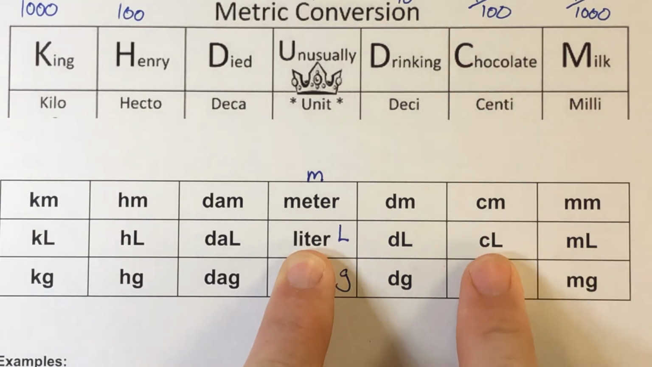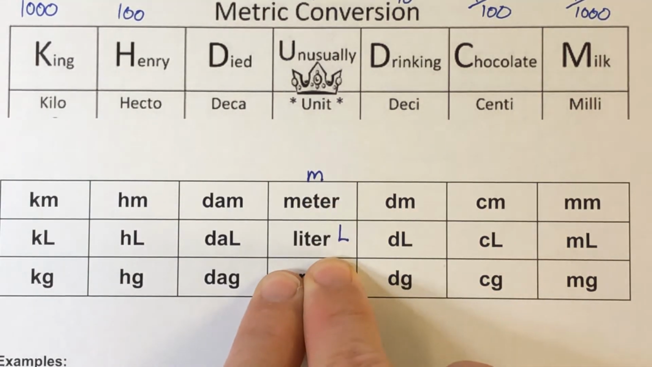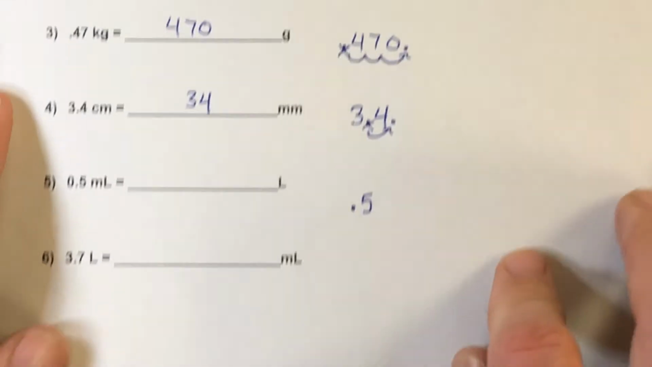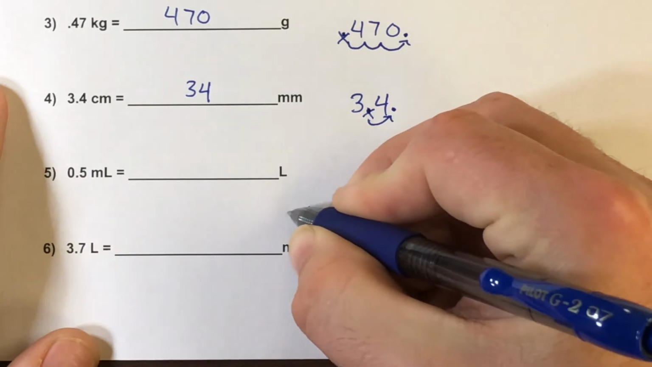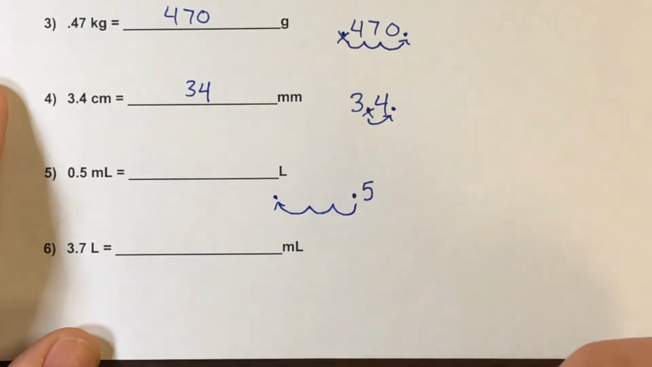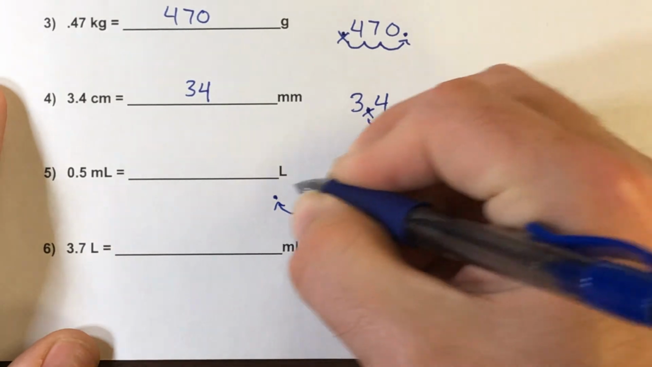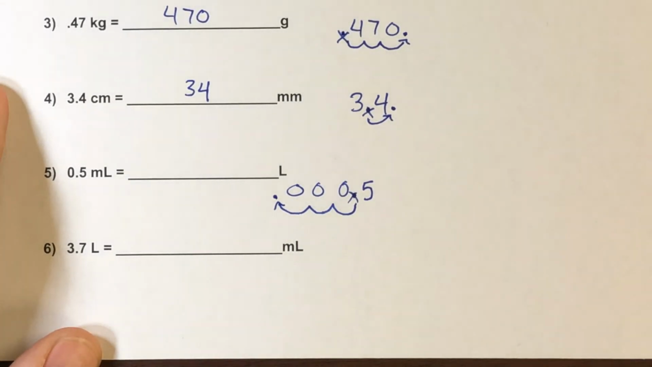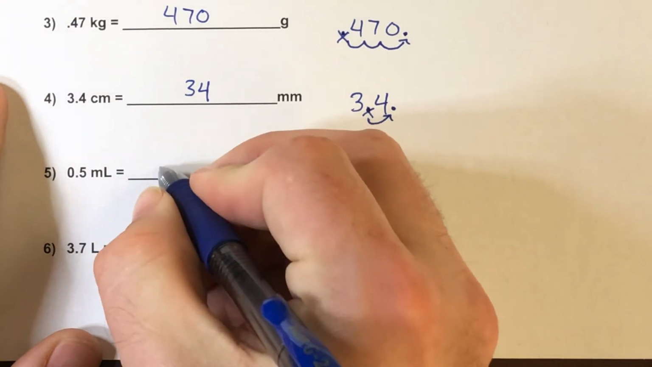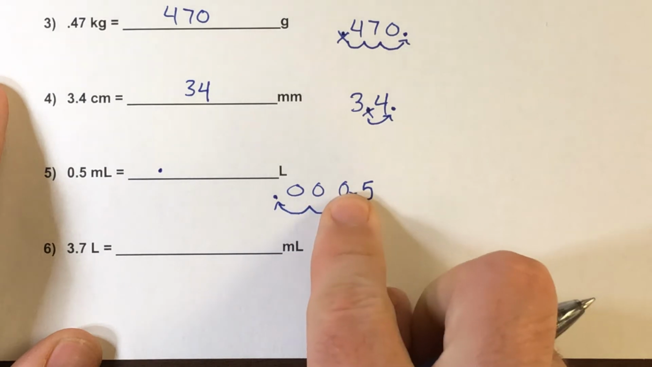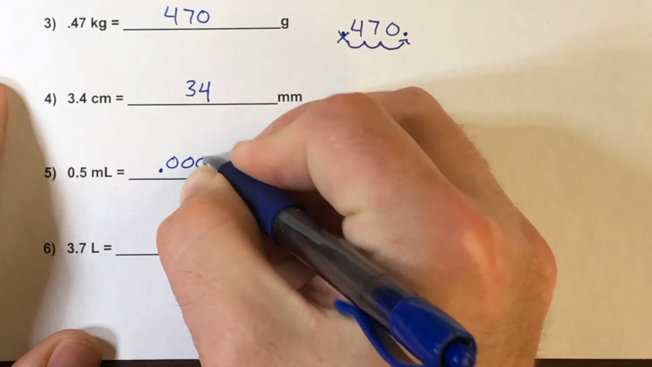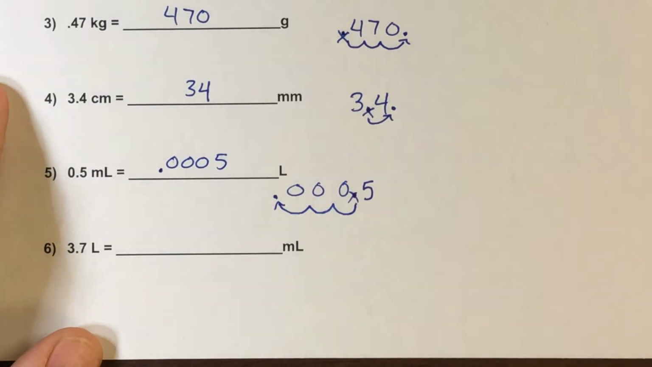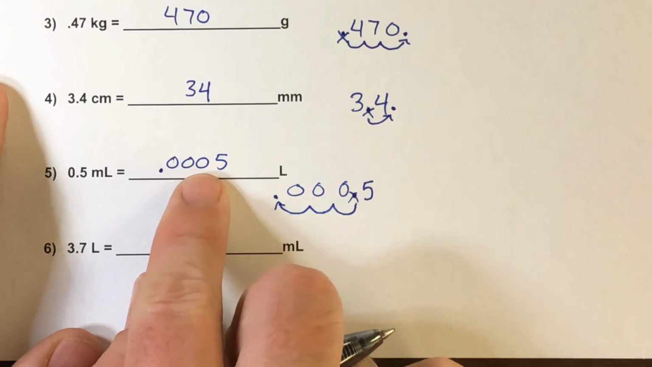So that would be once, twice, 3 times in the left direction. So we're going to move our decimal 3 times in the left direction. Once, twice, 3 times. We have 1, 2, 3 empty spaces to fill with zeros. So that means half a milliliter is the same thing as having 5 10,000ths of a liter. Let's see, 10, hundreds, thousands, 10,000ths. Yep.